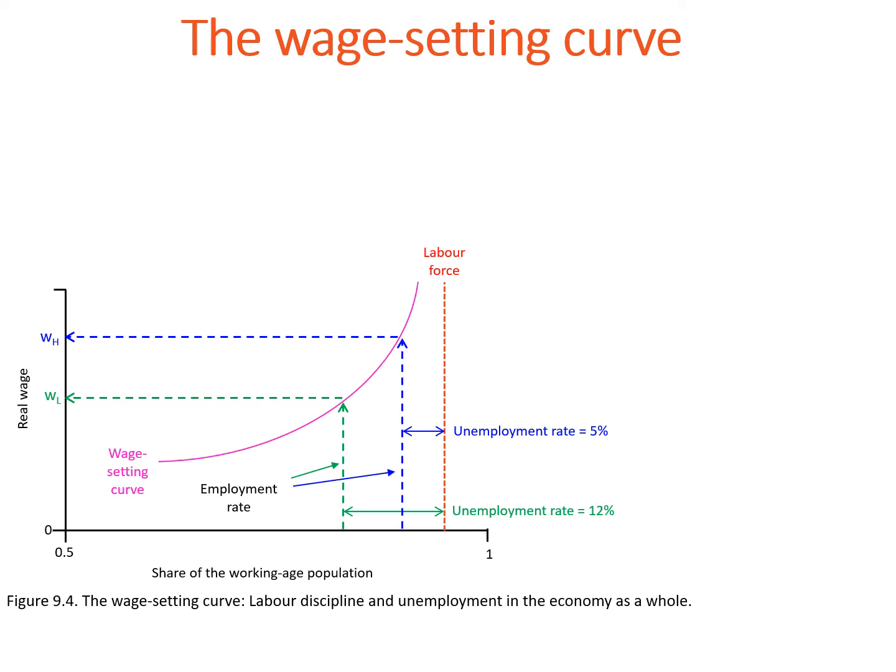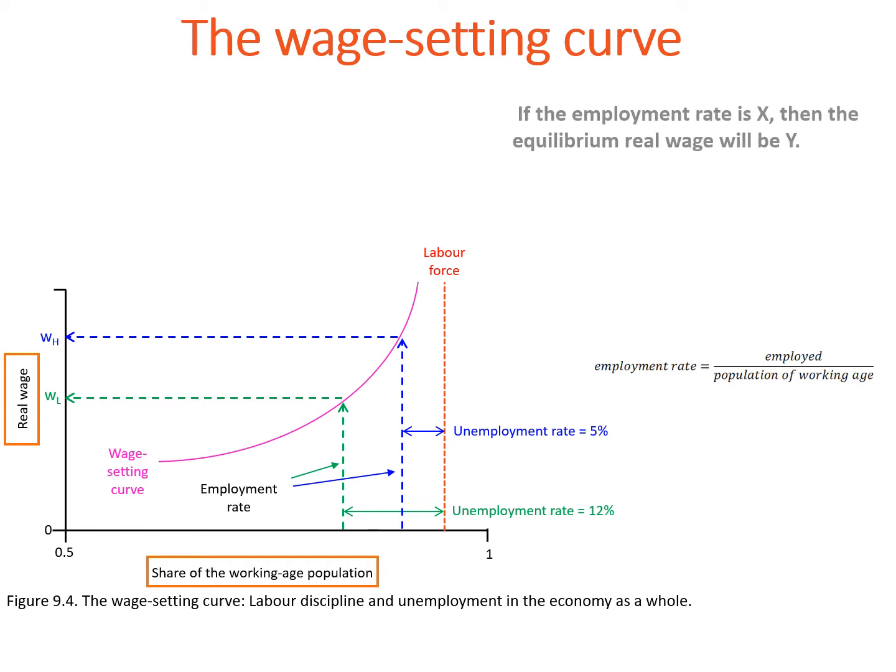Figure 9.4 shows the wage setting curve, which has on the x-axis the share of the working age population, which goes up to 1, and the economy-wide real wage on the y-axis. So, if you remember that the employment rate is the employed divided by the population of working age, then it is clear that the interpretation of the wage setting curve is that for each point in this curve, we can read that if the employment rate is x, then the equilibrium real wage will be y.